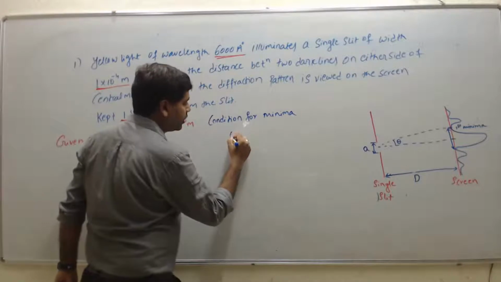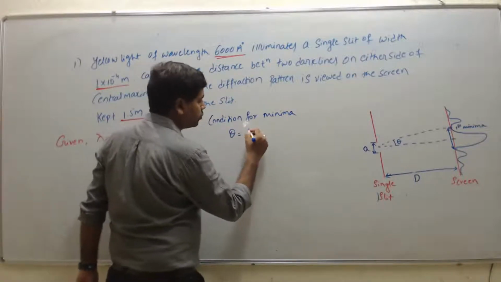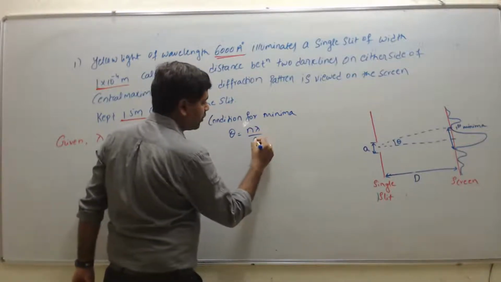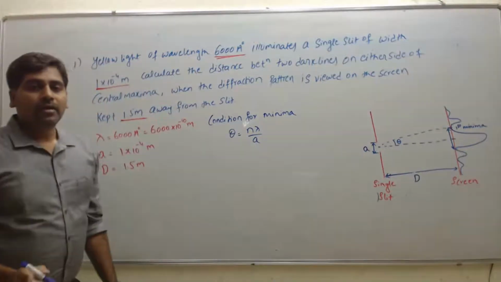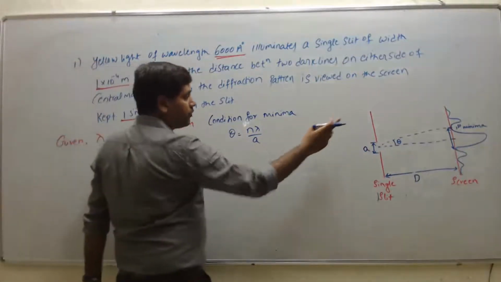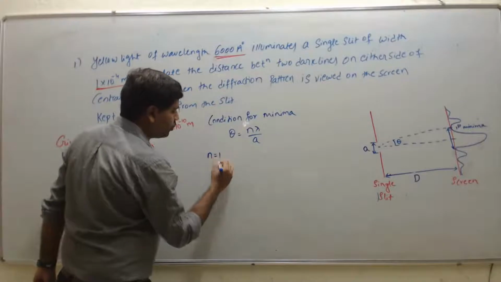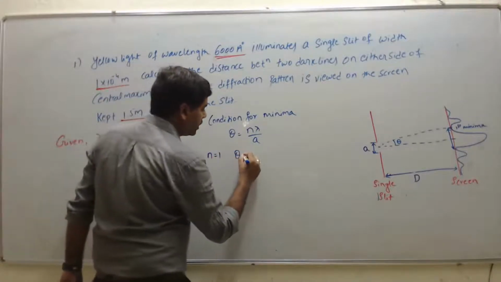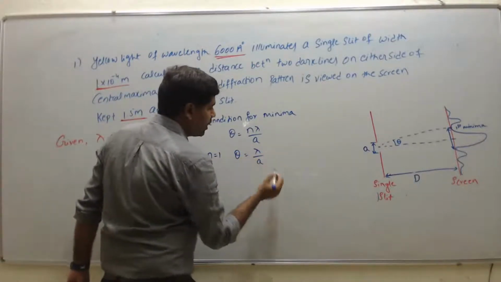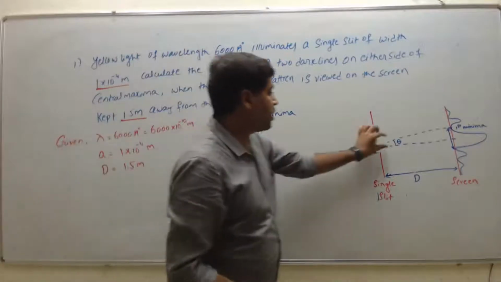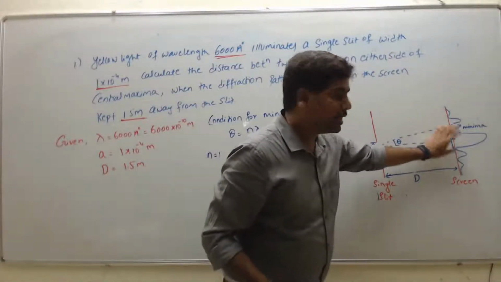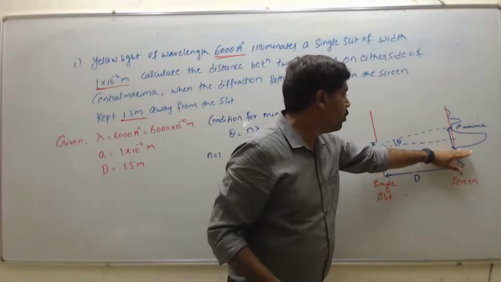So the condition for minima is theta is equal to n lambda divided by A. Here the condition we are going to find is for the first minima. Then n becomes 1, and theta is equal to lambda divided by A. So for theta we get only this value, that is the half value. Then we need the full value.